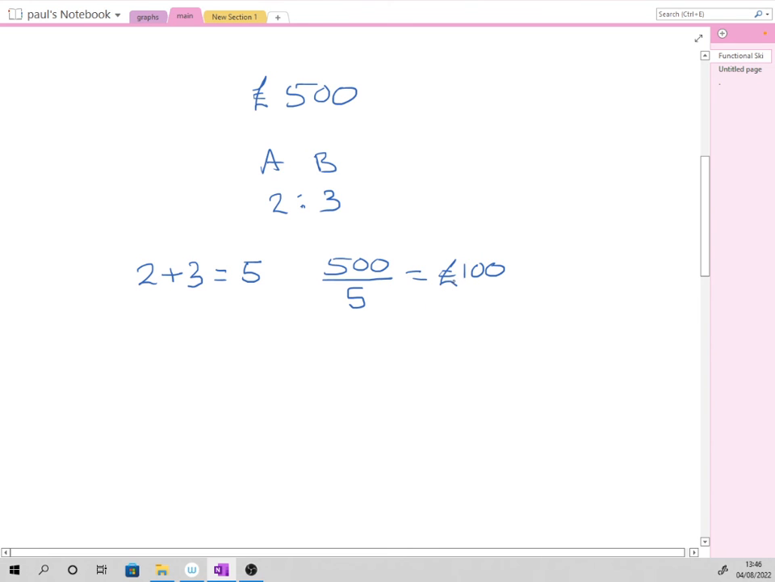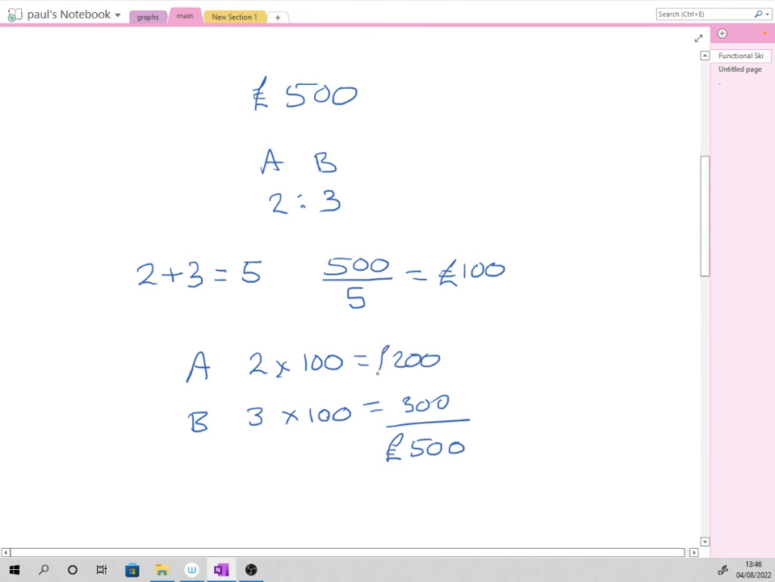Now, if each part is worth £100, it's easy to find out who gets what. We could say A gets 2 times £100, so that's 200, and B gets 3 times £100, which is £300. And so you can see that together they get £500, which is what we're sharing out. So A will get 200 and B will get 300.